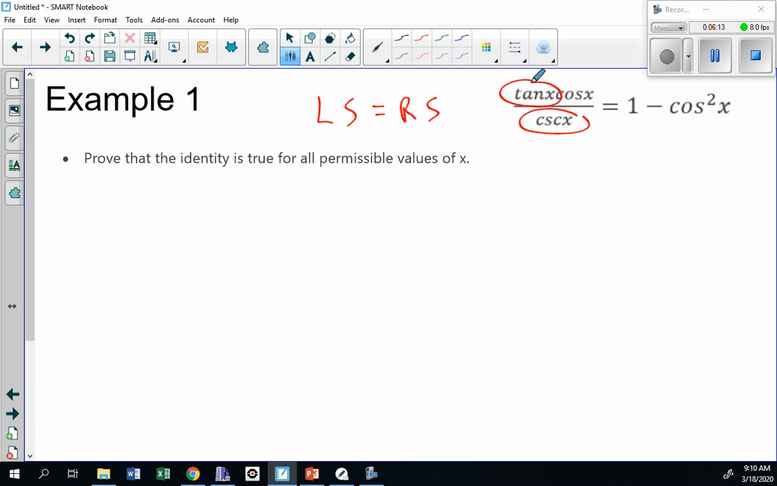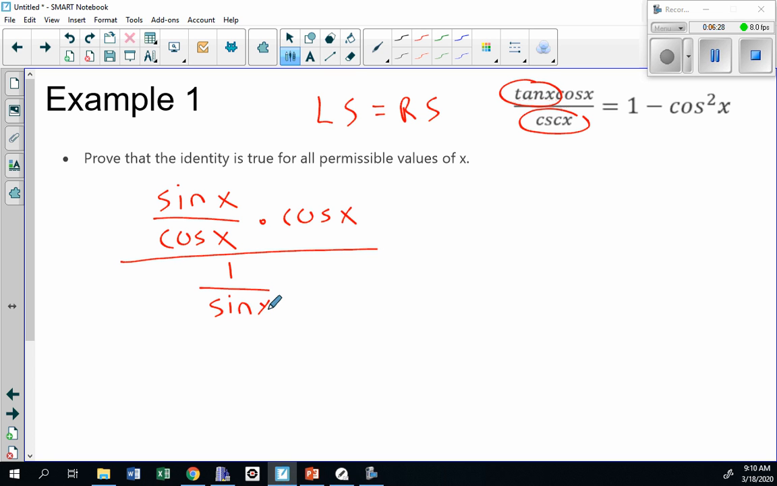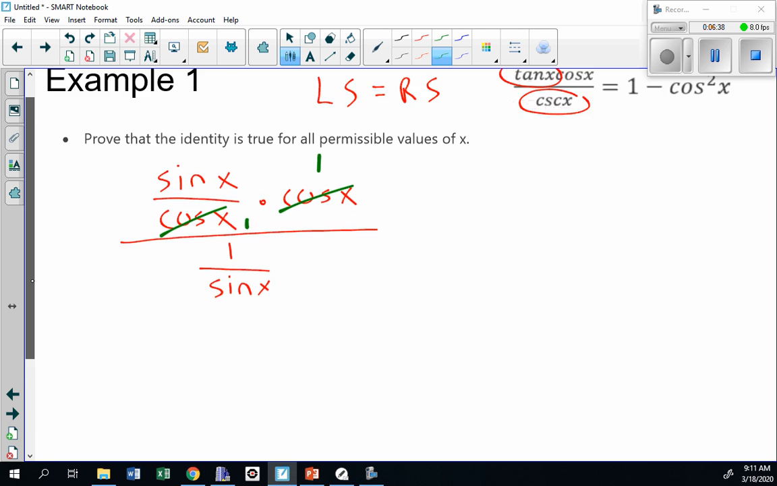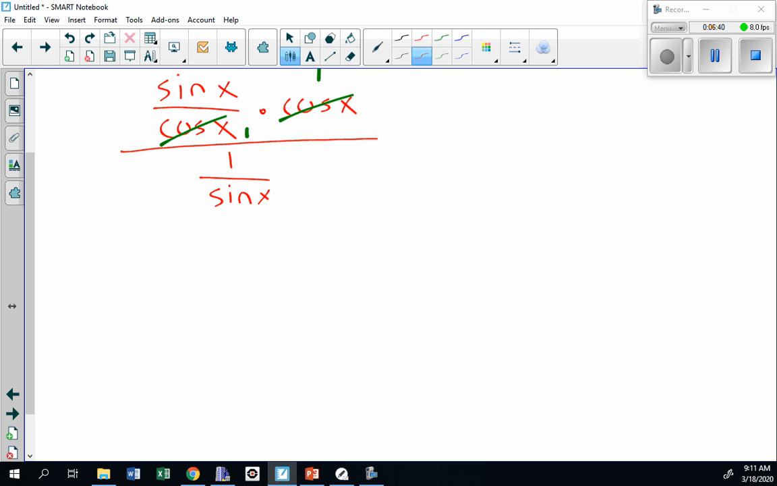So tan x is actually sine x over cosine x. We still have times cos x, and that is all over... Now cosecant x is actually 1 over sine x. And already we can see some simplifications that can happen. The opposite of dividing by cos x is multiplying by cos x, so those both become 1. That already makes a big difference in our equation. So our numerator now is just sine x all over 1 over sine x.